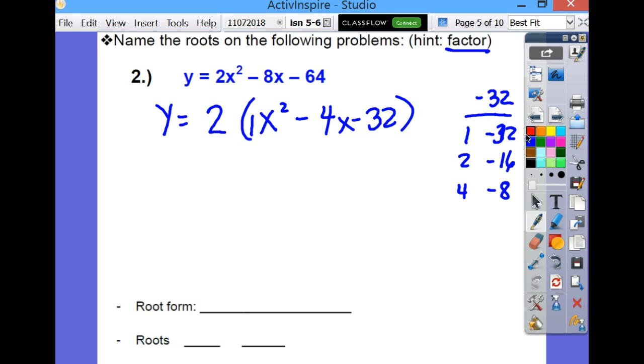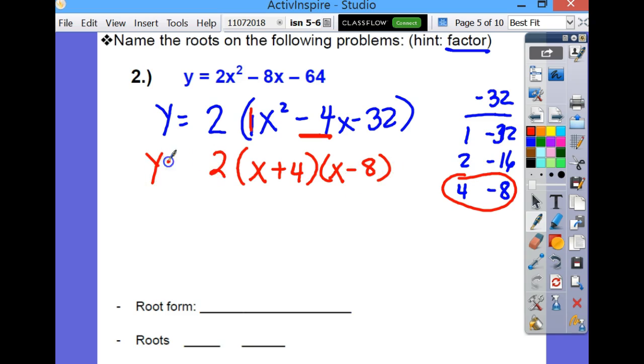Is there a pair of numbers that can add up to get me a -4? Since this is 1, I can use the shortcut factoring. I have the 2 out in front. That is the root form. The factored form is the root form. All of that factoring you were doing a couple of weeks ago, what you were finding can also be called the root form. And then you solve it.